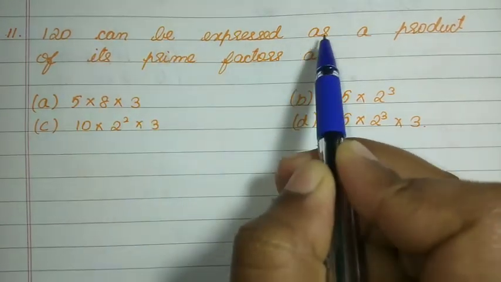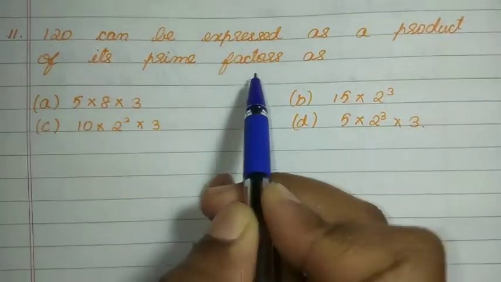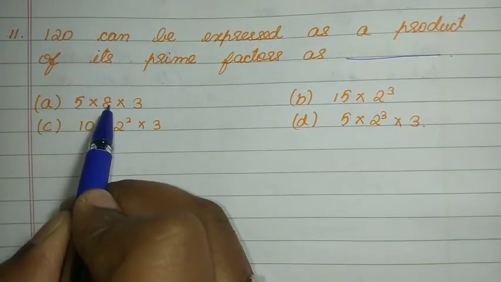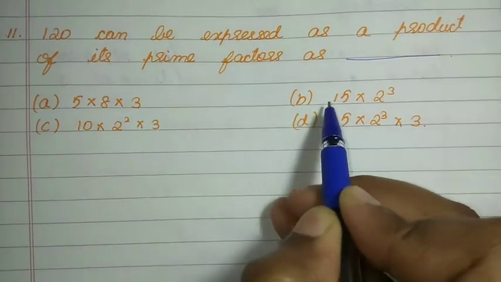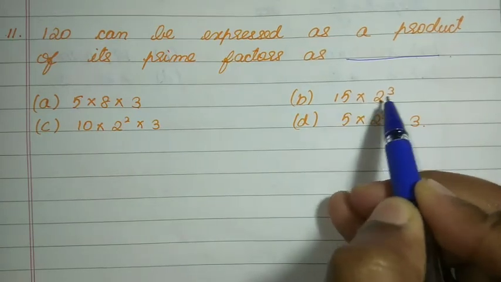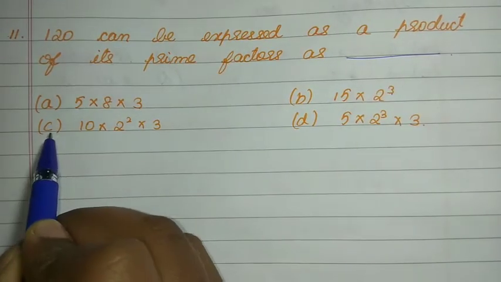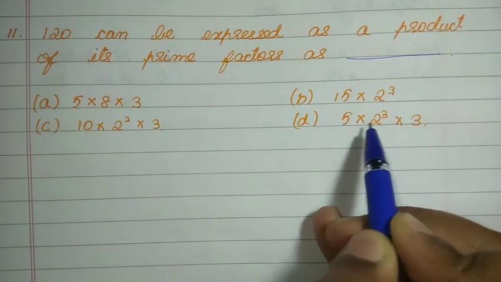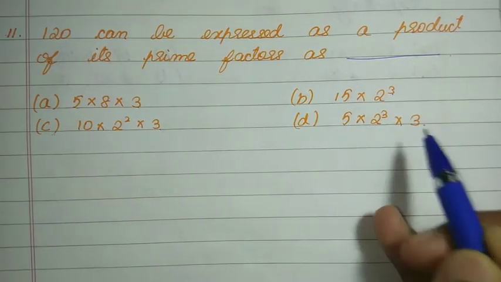120 can be expressed as the product of its prime factors as dash. So option A, 5 into 8 into 3. Option B, 15 into 2 power 3. Option C, 10 into 2 square into 3. Option D, 5 into 2 cube into 3.